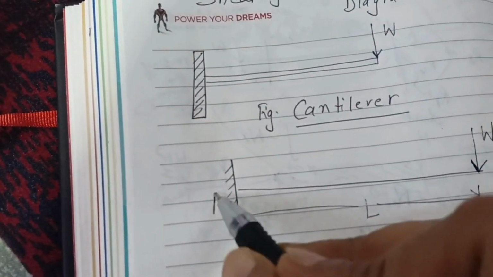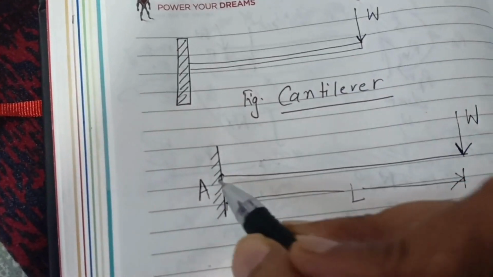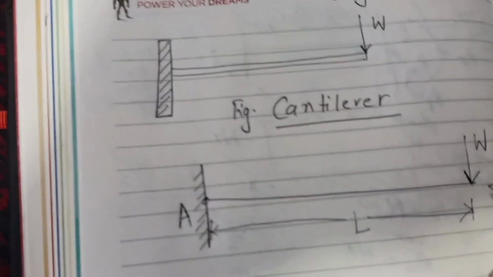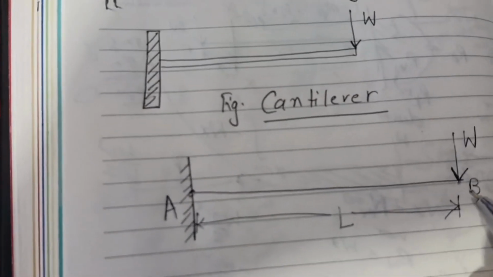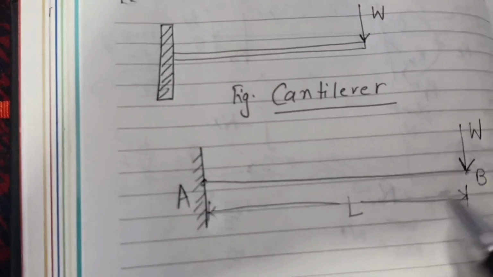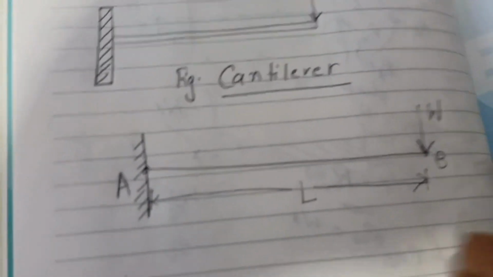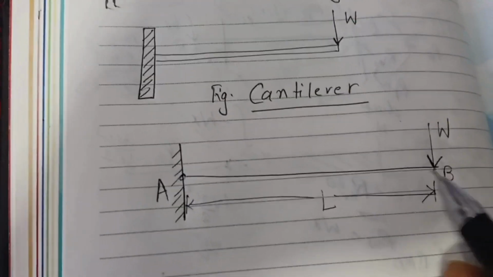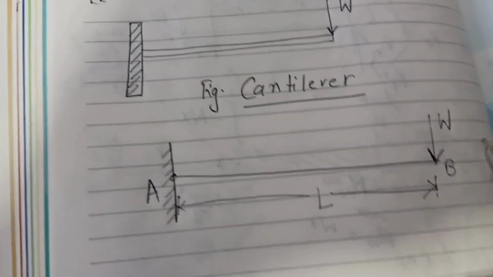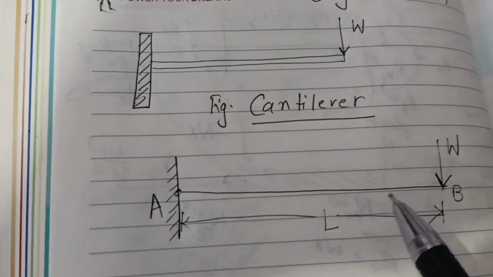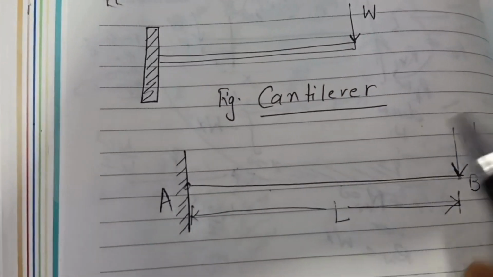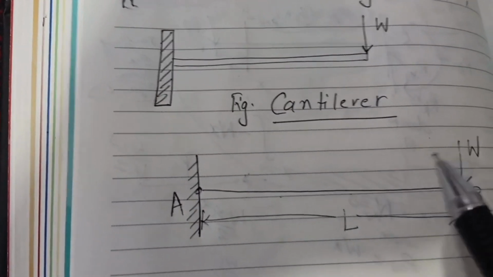Let me denote the two ends. This is where the beam is fixed, I have denoted as A, and the free end I have given as B. So this is the entire length across which this load is acting, and as you can see at B the point load is acting, but in between the free end and fixed end there is no other load besides W. So we can understand that at this point or this point also W is acting, right? Because there is no other load in between.